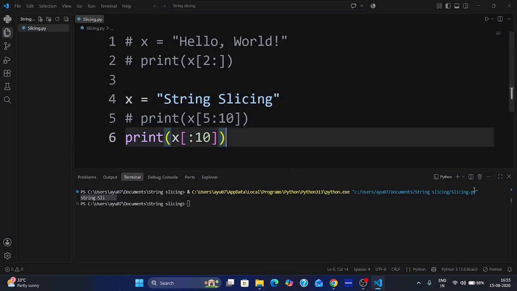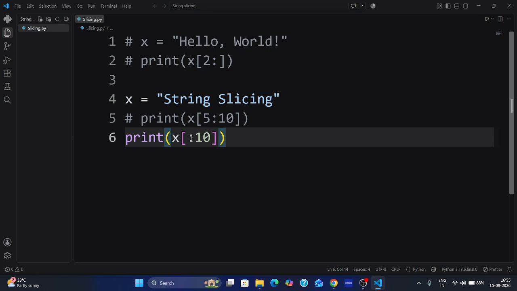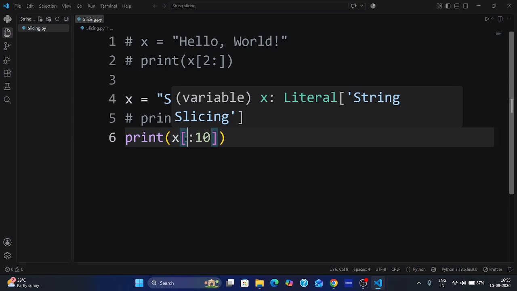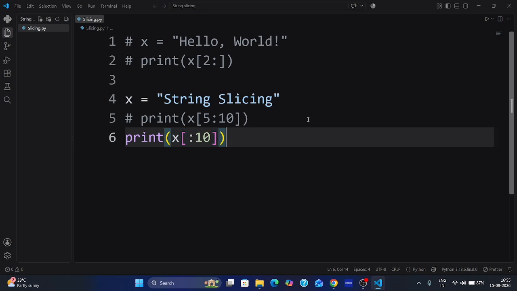I hope you all got it. What's the point? In colon 10, if the starting value is not mentioned, it will take from 0 index up to what is mentioned.